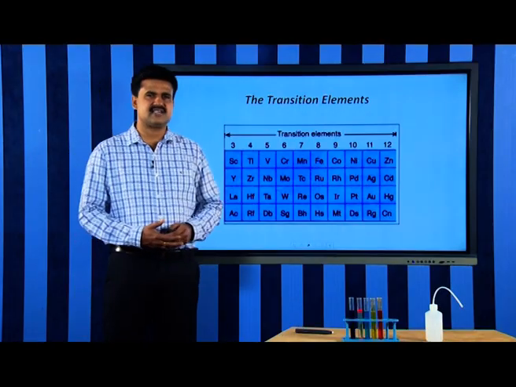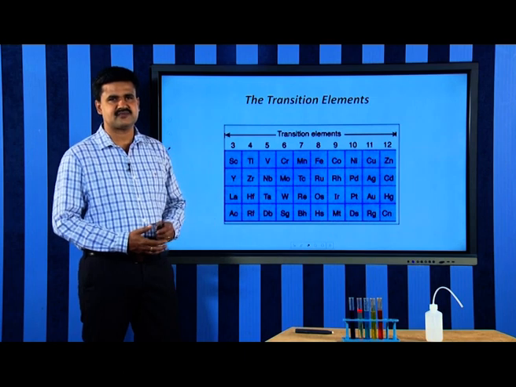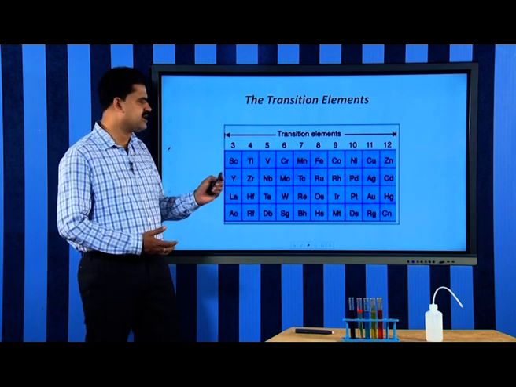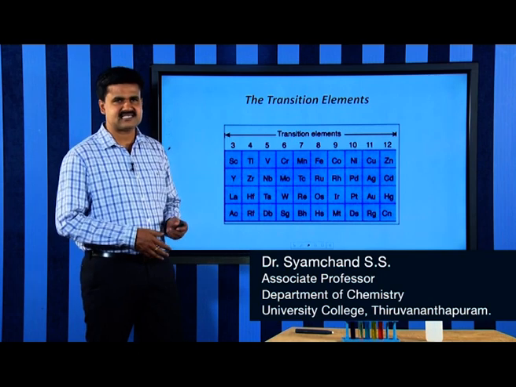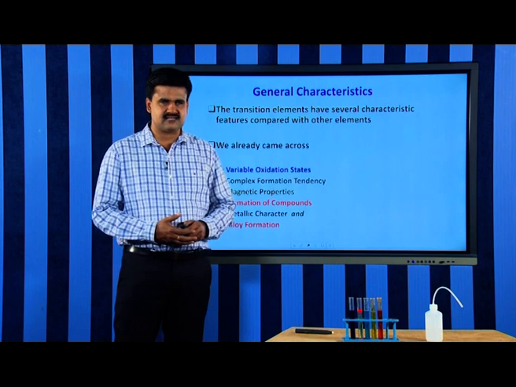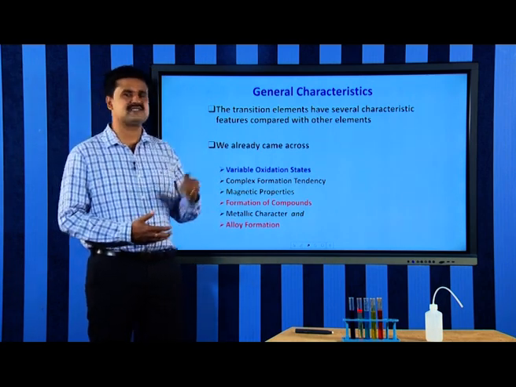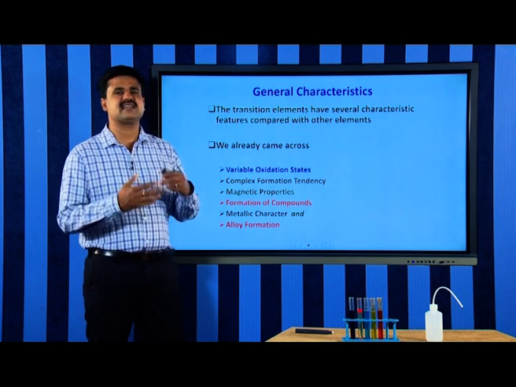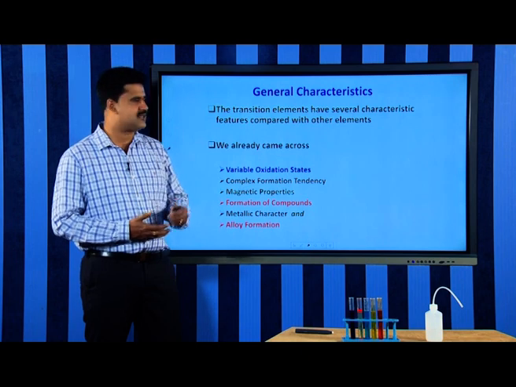These are the transition elements. As we know, there are 4 different series of the transition elements. They are namely 3d series, 4d series, 5d and 6d series of elements. Regarding the general characteristics, it is observed that transition metals have several characteristic features which are entirely different from that of other blocks or other elements in the periodic table.